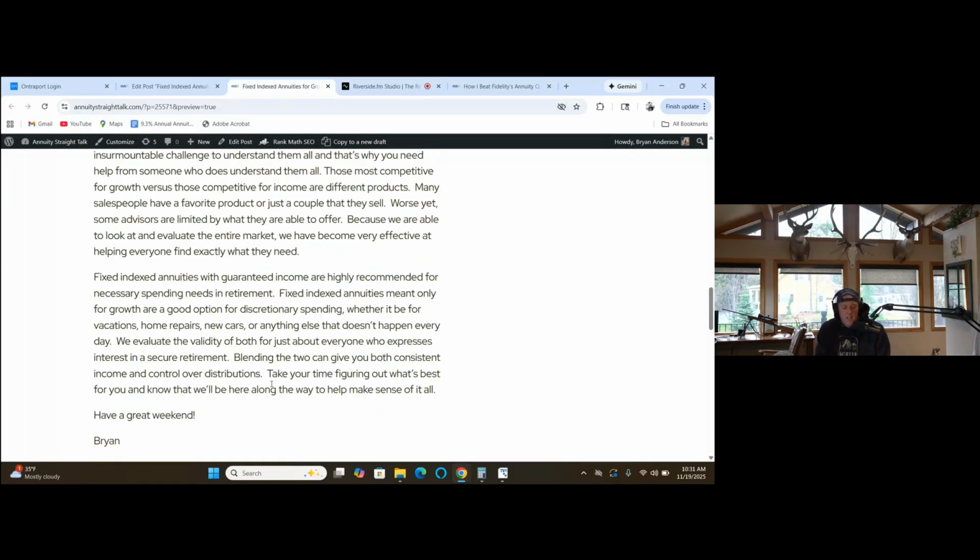So fixed index annuities with a guaranteed income rider are highly recommended for necessary spending needs in retirement. Set up that baseline. That works really well. Fixed index annuities meant only for growth are a good option for discretionary spending, whether it be for vacations, home repairs, new cars, or anything else that does not happen every day. I'm going to evaluate the validity of both for just about everyone who expresses interest in a secure retirement, because that's what I do. I feel like you guys should have all the options and choose what you like.